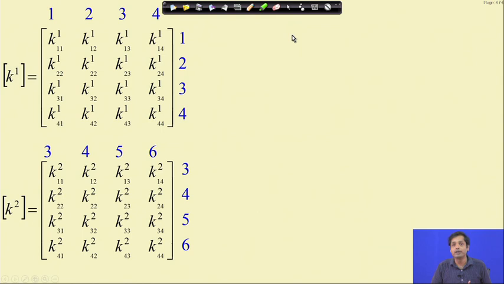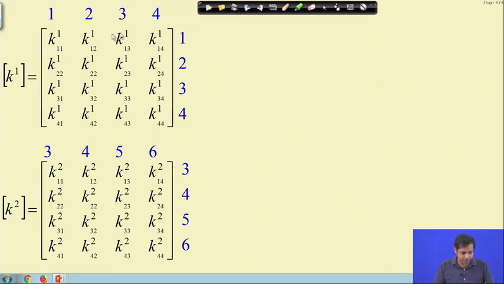The reason why we chose a problem with 2 spans is that we can do the assembling on the screen. But for a problem where you have many spans, many members and many nodes, you have to do these assemblings using a computer code. This is the stiffness matrices written in terms of the corresponding rows and columns identified with respect to global numbering.